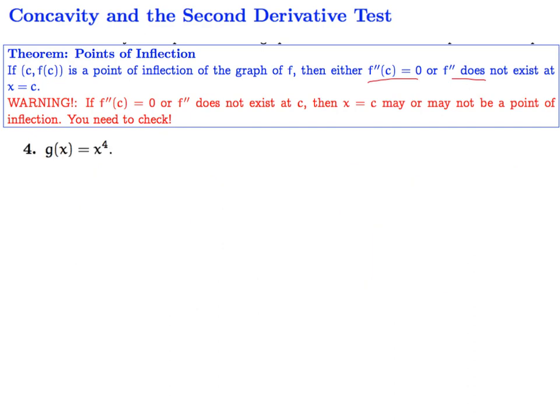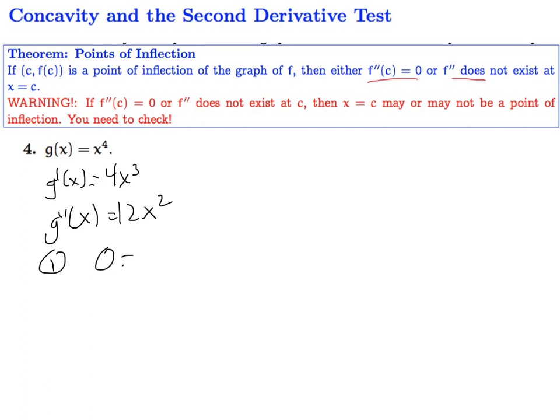Now let's look at this example here of g of x equals x to the 4th. If we take a first derivative, we end up with 4x cubed. If we take a second derivative, we end up with 12x squared. So the first step in finding concavity of this is to set this equal to 0. Well, if we have 12x squared, this just means that x equals 0. So this looks like it could be a point of inflection. Is this a point of inflection? It certainly satisfies that the second derivative is 0.